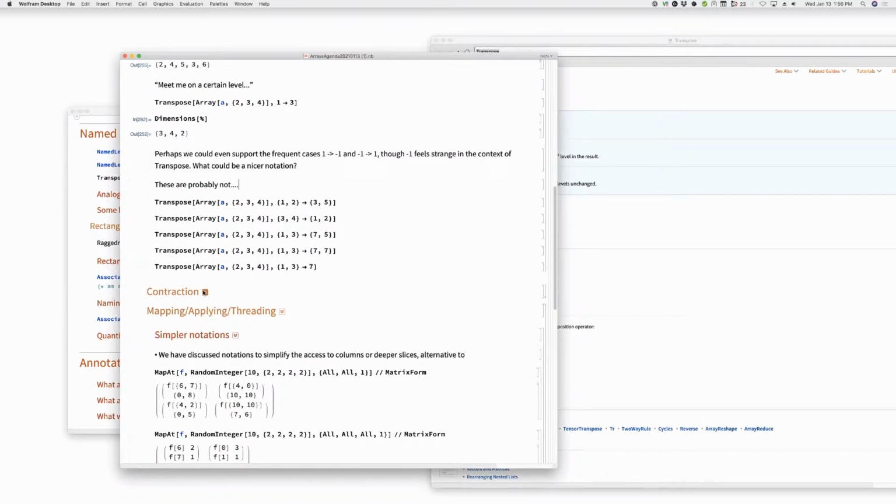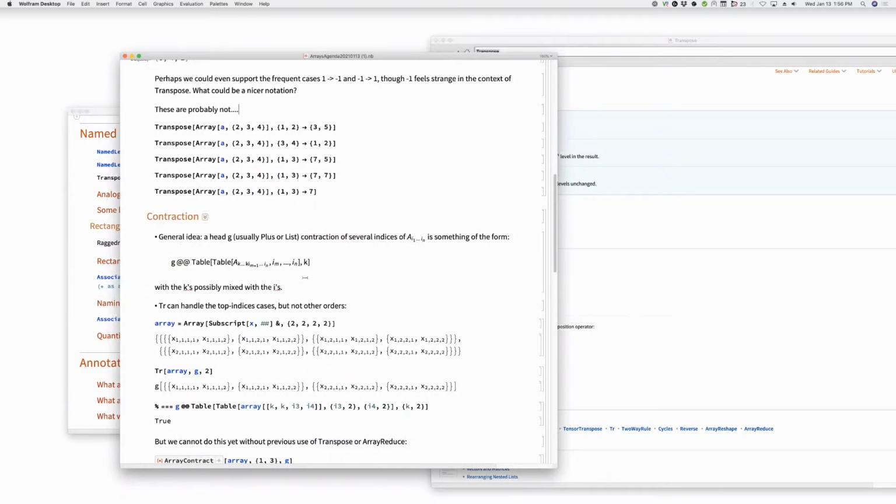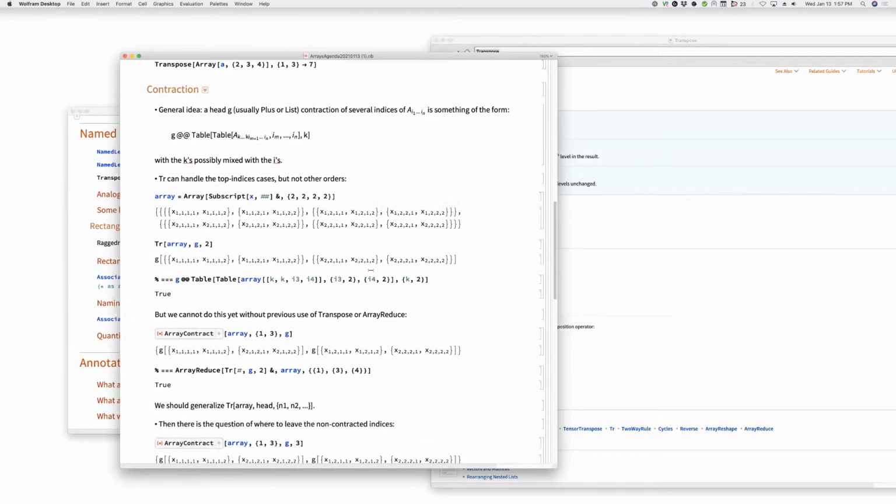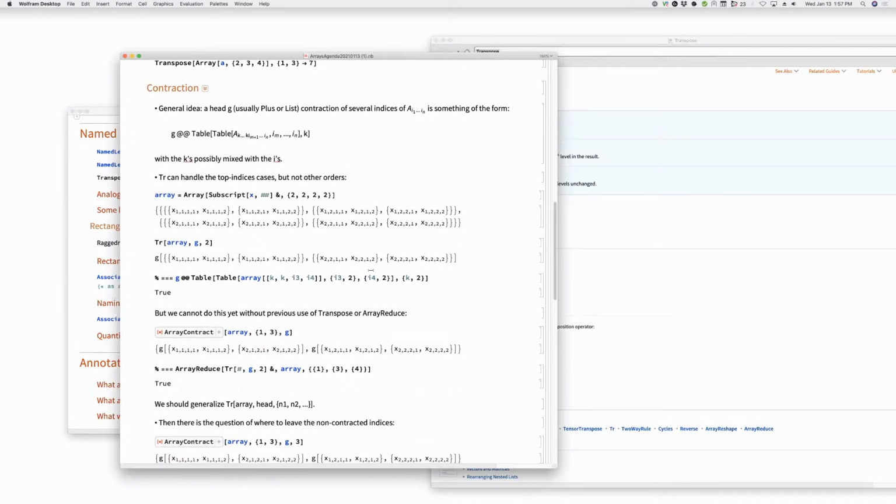All right. Perfect. Contraction. So in contraction, we have various functions that do contractions. First, the general idea of contraction is having repeated indices inside a table, and then we have this G applied from outside, which is usually plus or list. But trace can do all these things, right? The only limitation in trace, which I find annoying, is that it always traces the top levels. It cannot trace intermediate levels.